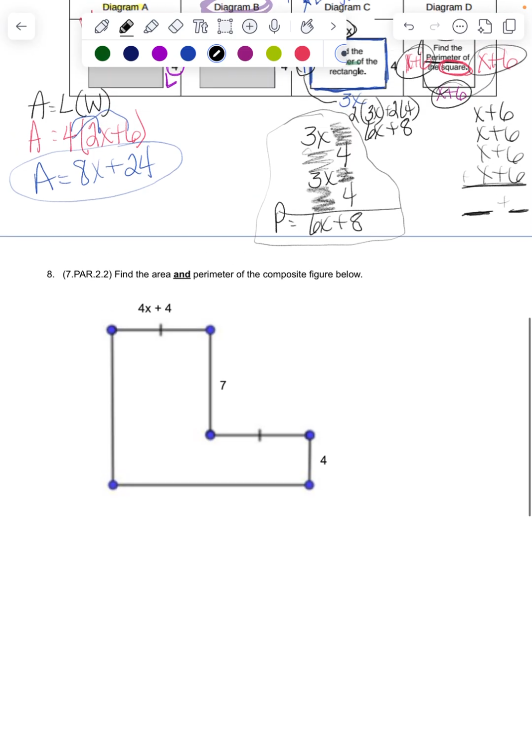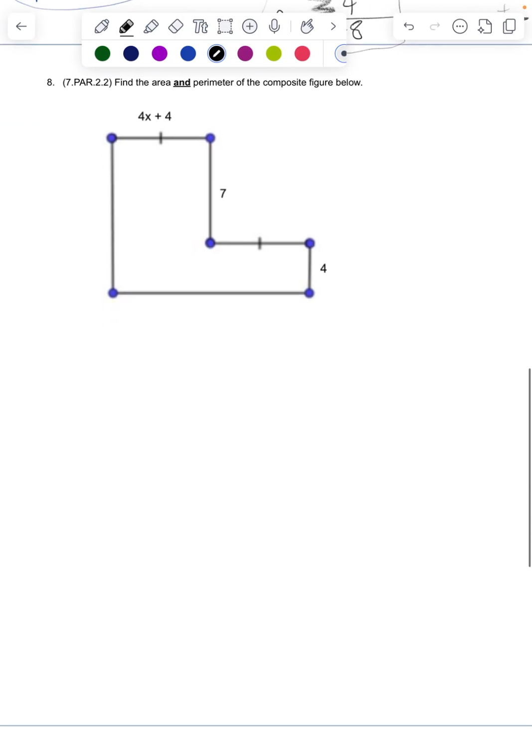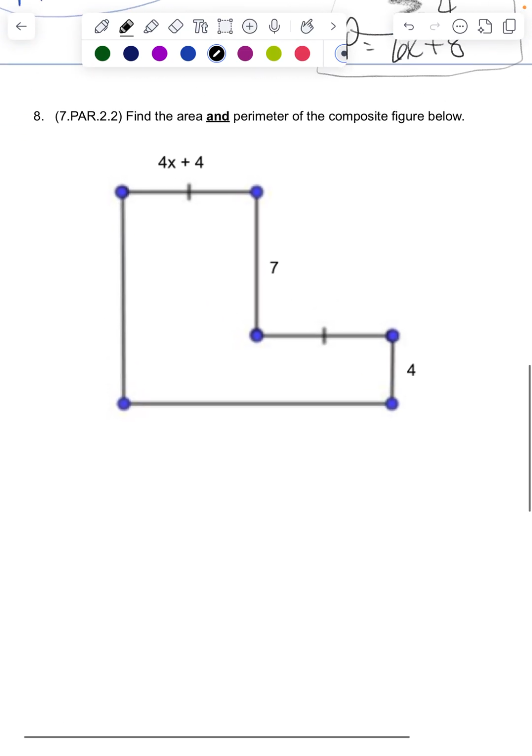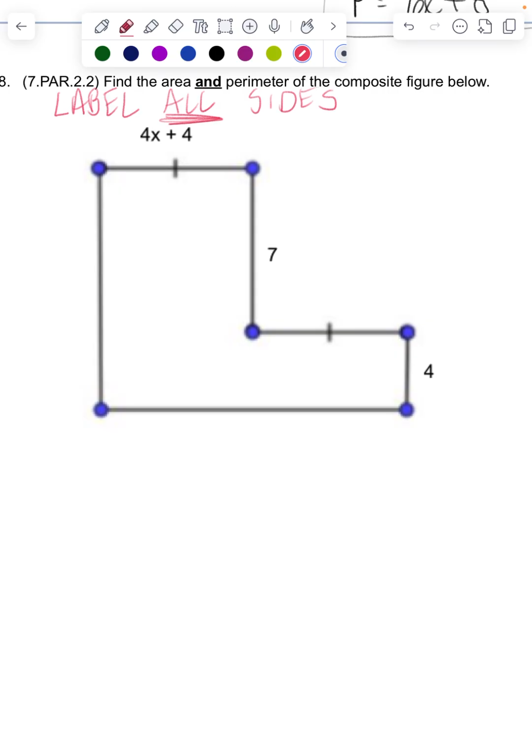And then the last one: find the area and perimeter of this figure. All right, I'm going to make it a little bit bigger, give me some room. First thing we're going to do for this is label all your sides. Let's get them all labeled first. Well, I know this is 4x plus 4. So I don't know this.